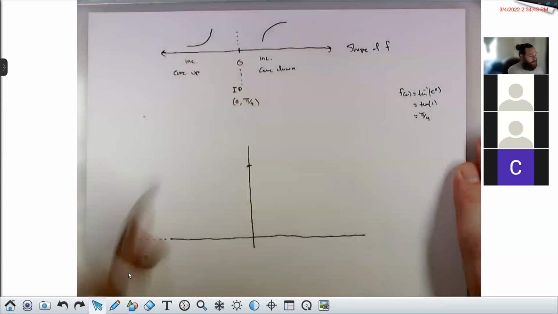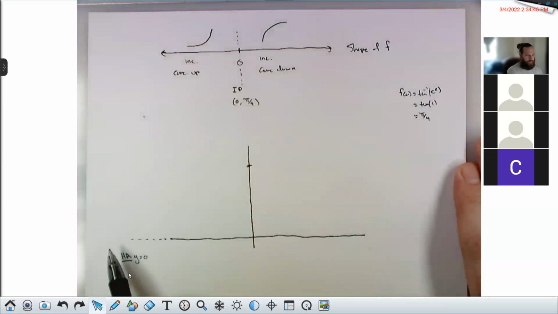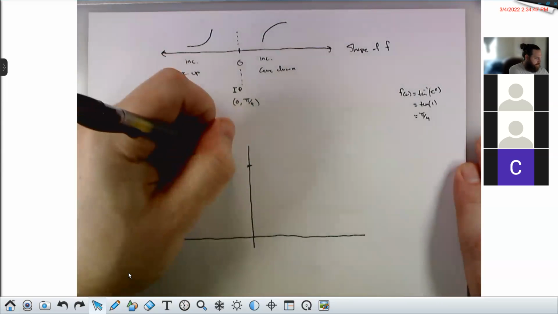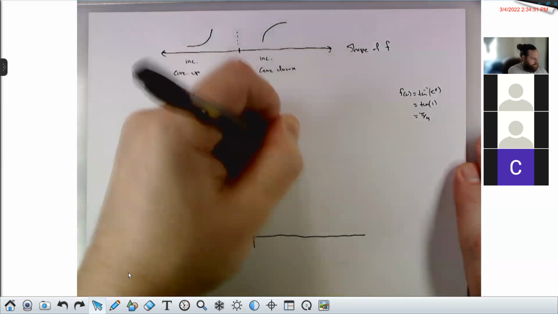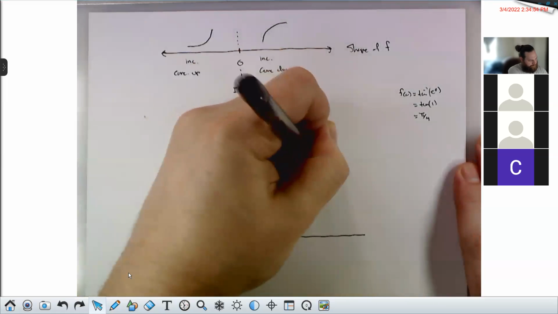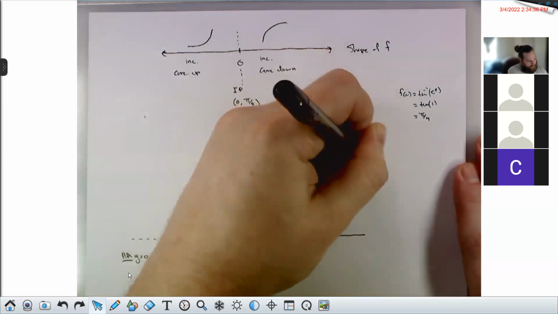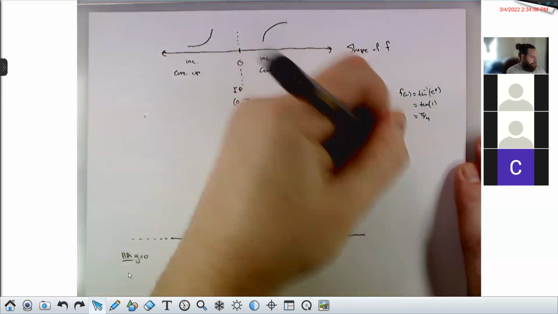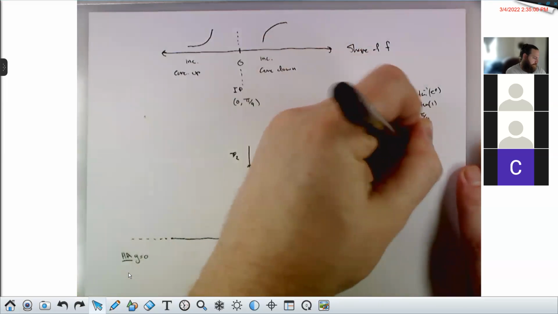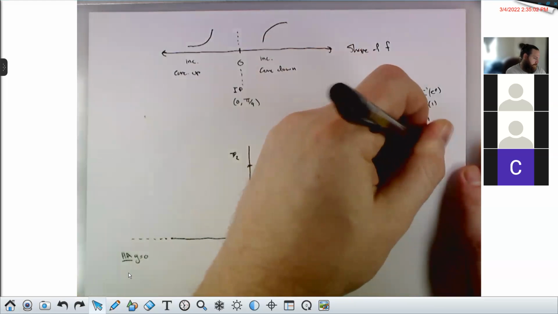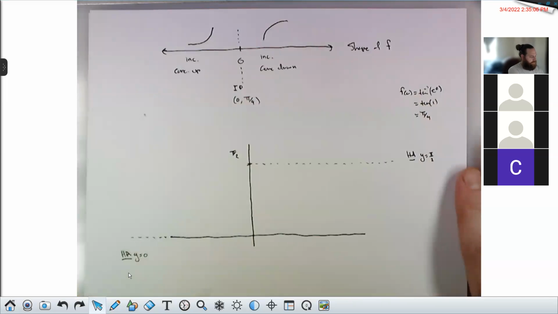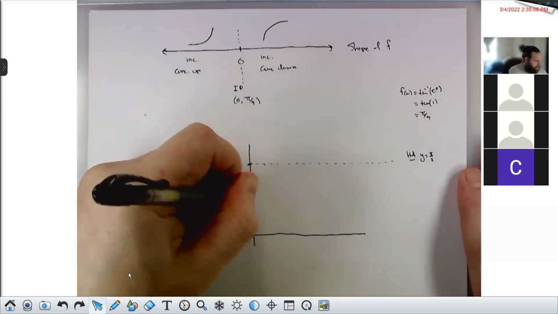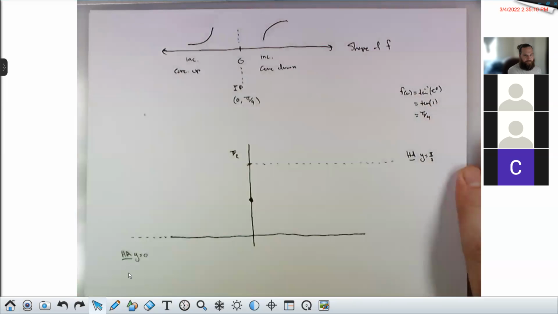Where were we? So horizontal asymptote y equals 0 that we approach on the left. We also had a horizontal asymptote pi over 2 that we approach on the right. So we'll sketch in our asymptotes. The only point of interest here was at 0, comma pi over 4. Pi over 4 is exactly half of pi over 2, and that was an inflection point.